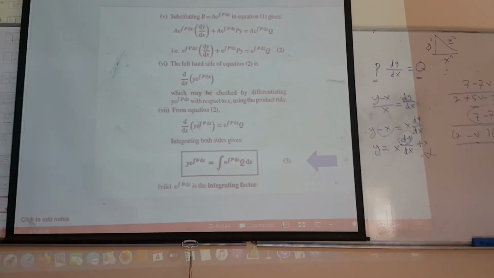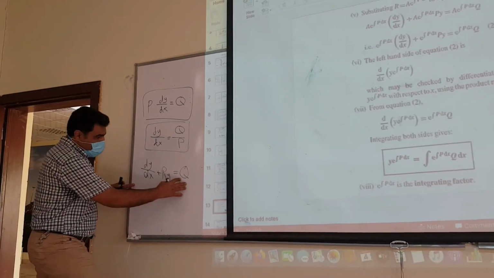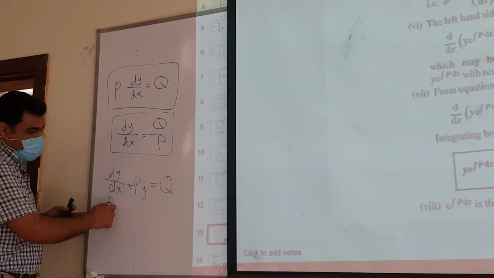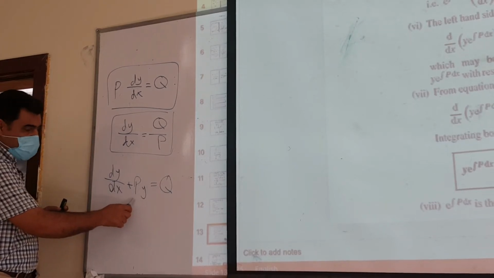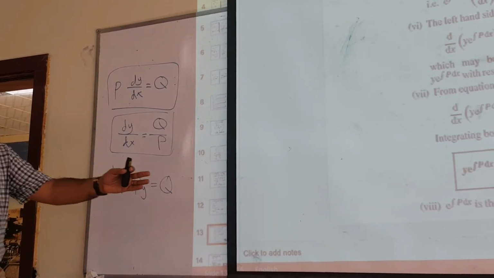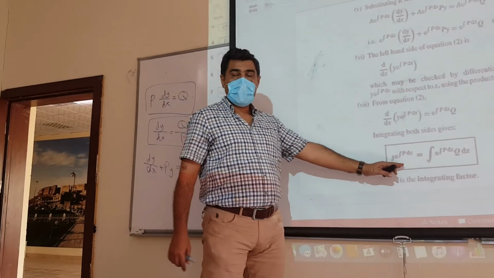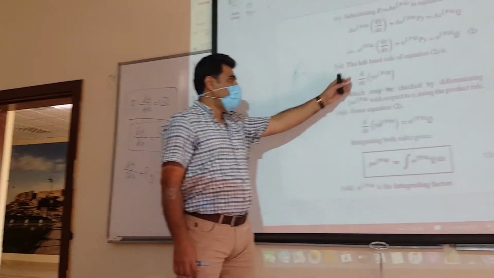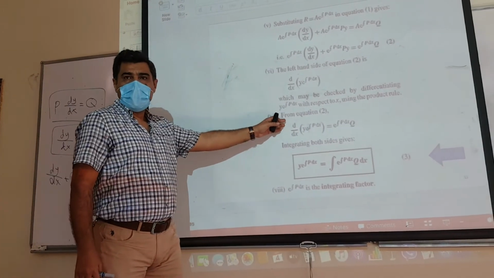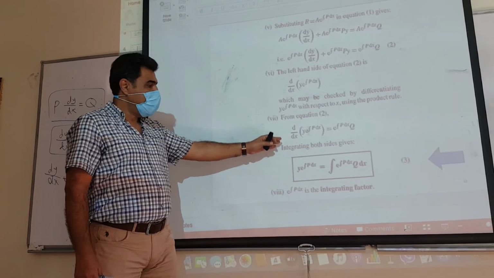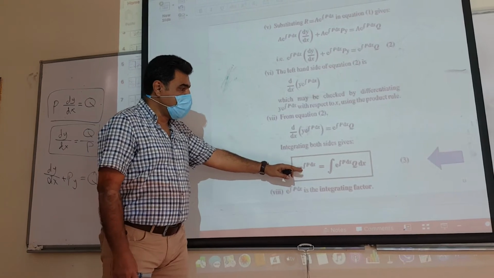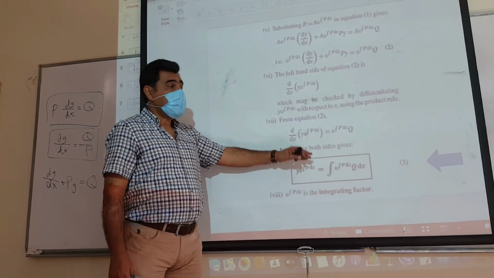So, you will have the main equation, you will make it in this format to find which one is Q, which one is P, and then you will apply this equation. We don't ask you to derive the method. We just want you to understand how you will apply this equation.